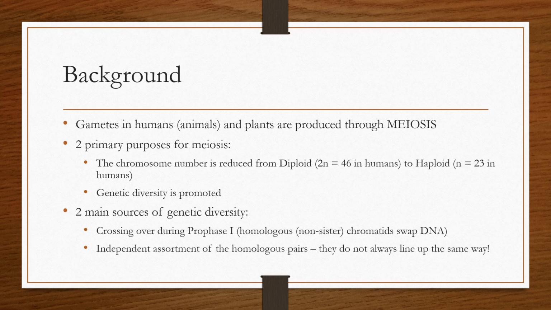Two main sources of genetic diversity are crossing over during prophase 1, where homologous or non-sister chromatids swap DNA, and the second one is independent assortment of the homologous pairs. They do not always line up the same way.